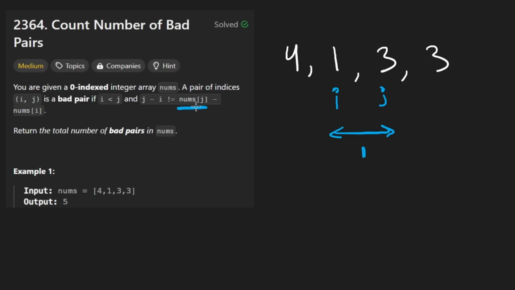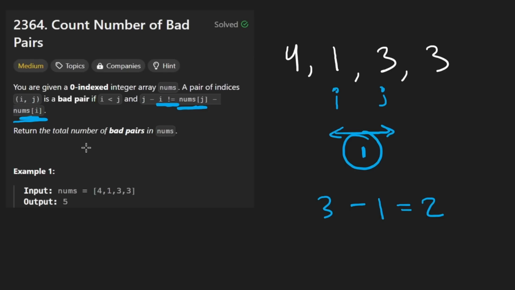And then we take the difference of the two elements. And not the absolute value, but we actually take the difference of the two elements. So we're going to take the element on the left, and the element on the right is going to be subtracted from it. So 3 minus 1, that's going to be 2. So in this case, you can see that the difference of the elements is 2, but the distance between them is just 1. So those two values are not equal. So this then counts as a bad pair. Based on that, we want to return the total number of bad pairs.